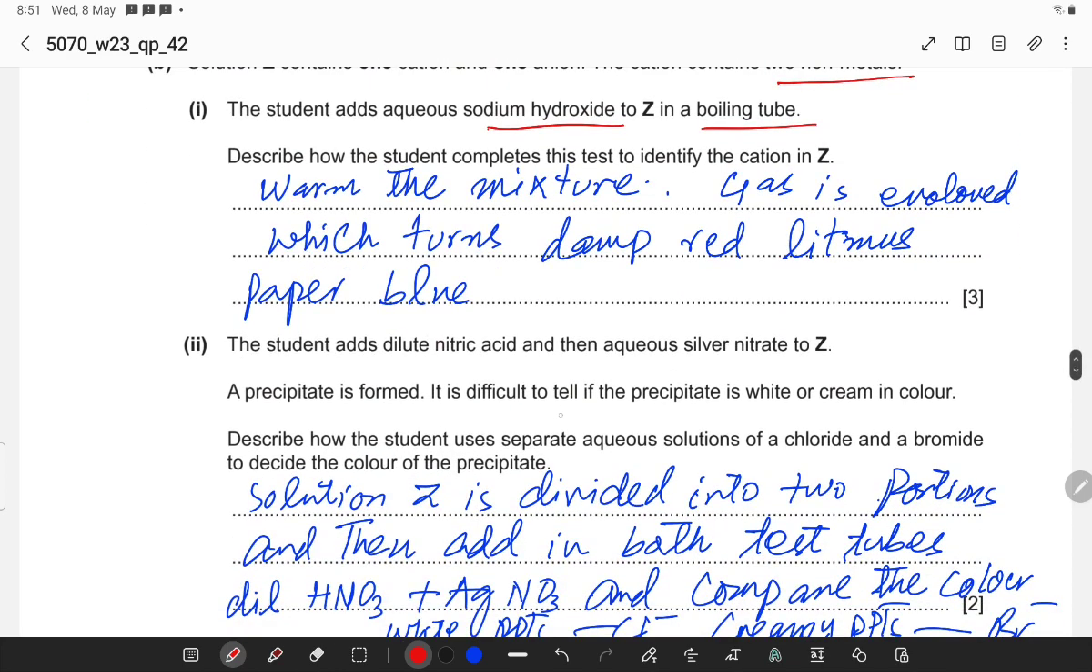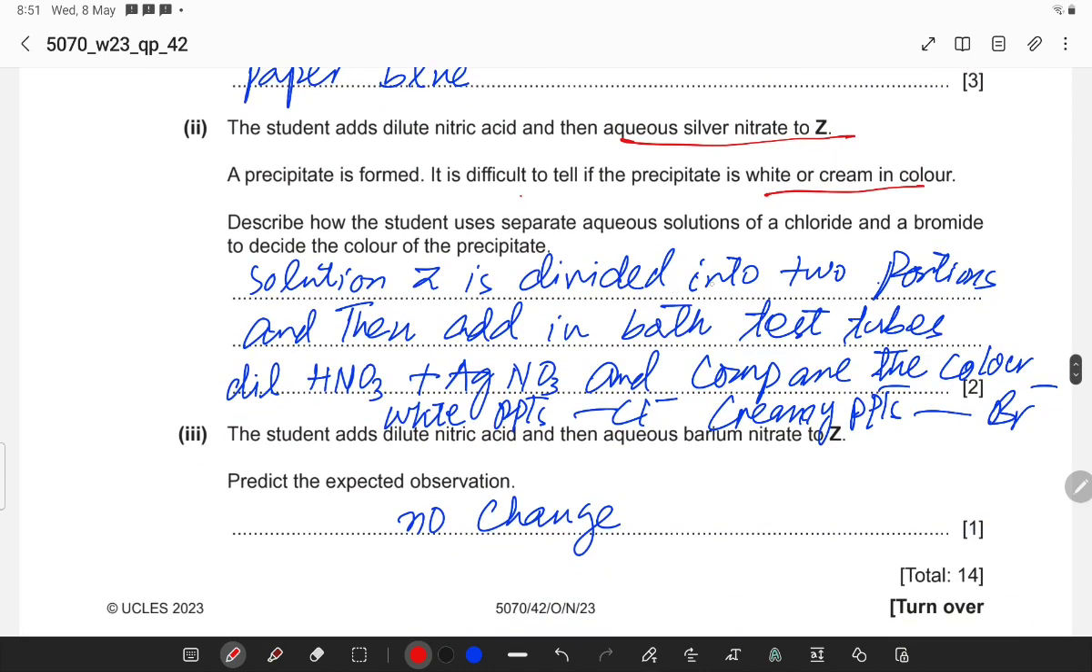The student adds dilute nitric acid and then aqueous silver nitrate to G. A precipitate is formed. It is difficult to tell if the precipitate is white or green in color. Describe how the student uses separate aqueous solutions of chloride and bromide to decide the color of the precipitate. Divide the solution into two portions, add dilute nitric acid plus silver nitrate in both test tubes and compare the color. If a white precipitate, then chloride ions are present. If a green precipitate, then bromide ions are present.